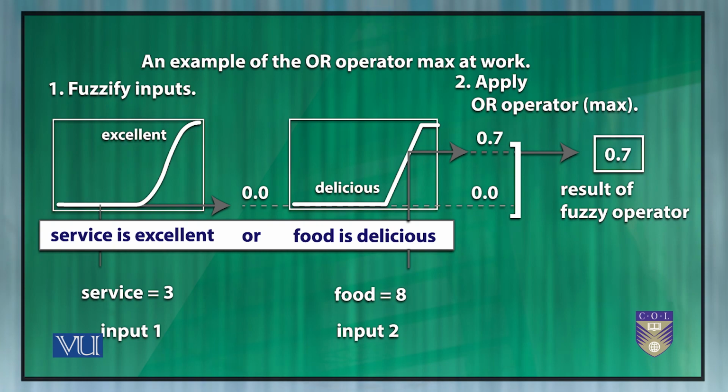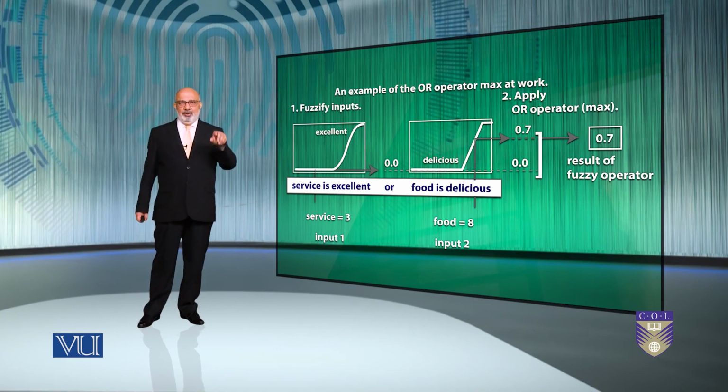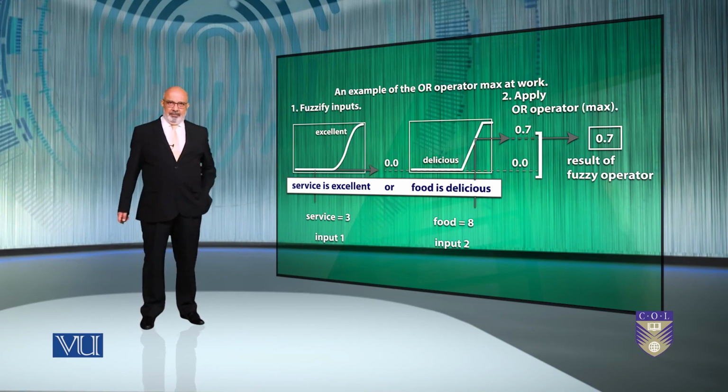It happens every day. Sometimes you don't like the food, sometimes you do, sometimes service is not good and so forth. The service is at level 3 out of 10, food is 8 out of 10. And the rule says either service is excellent or food is delicious, so this or translates into the max of these two values. So food 8 translates into 0.7, service quality 3 translates into 0.3, and we take the maximum of this, which is 0.7. So the result of the fuzzy operator here is 0.7. Max takes the bigger of the two values.